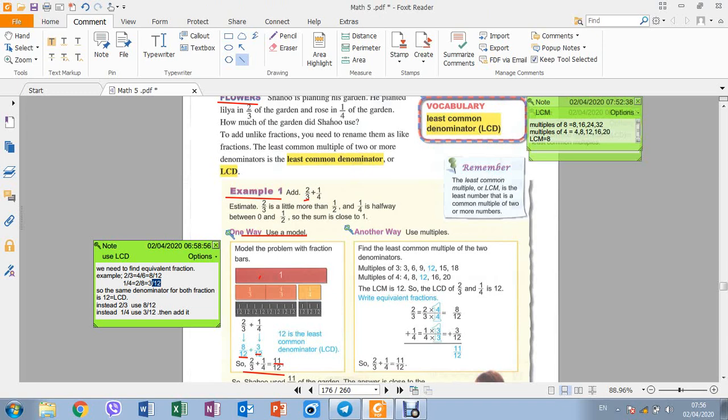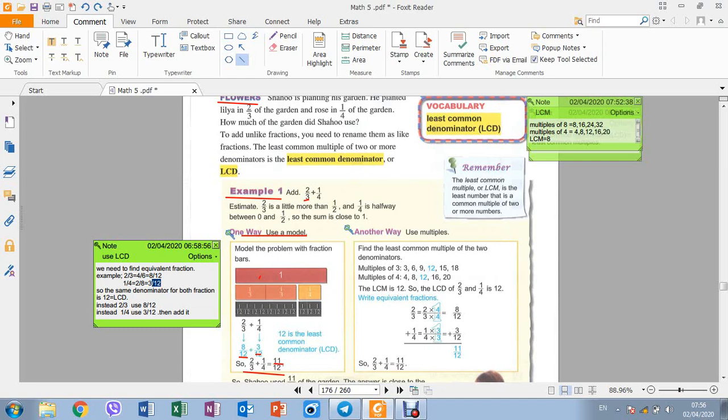In other words, the second way, which we are studying today, is another way using multiples. LCM. We use LCM. At first, what do we need to do? For example, we have these two fractions, 2/3 and 1/4. We need to find the LCM of what? The LCM of both denominators.